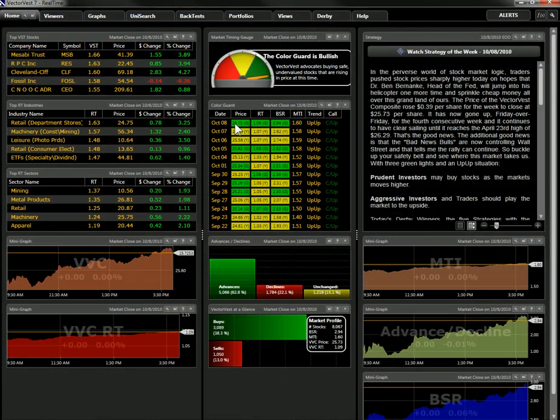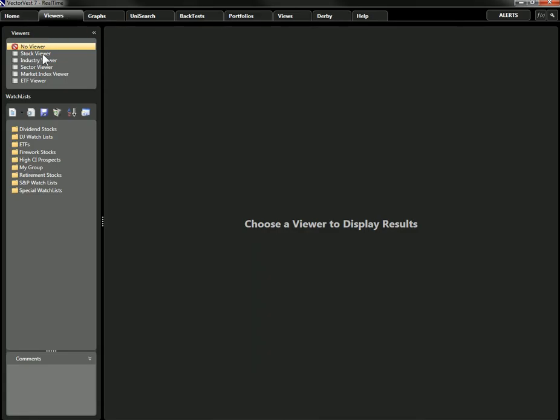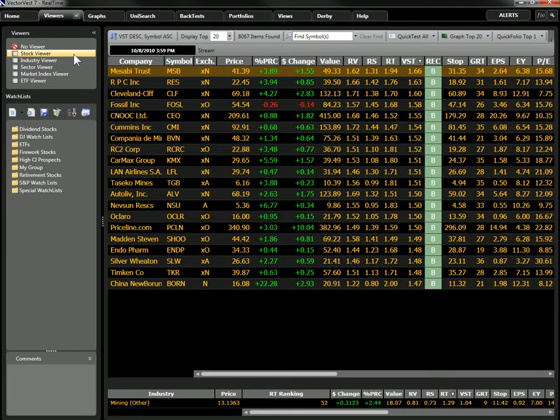To access the Stock Viewer, click the Viewers tab, and then click Stock Viewer. The Stock Viewer is an enormous spreadsheet of all the stocks that we track. Here we're looking at one corner of a big spreadsheet. We track about 8,000 stocks, and here we're looking at the stocks with the best combination of value, safety, and timing. We put the best stocks at your fingertips every single day.